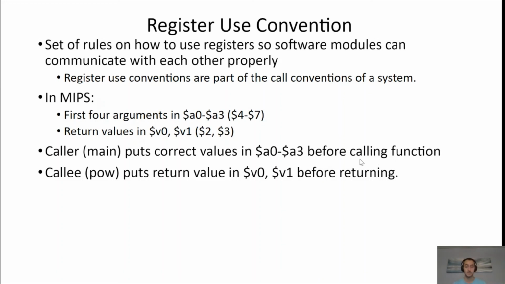Then you call your function, and after you return from the function, you expect that the return values are going to appear in V0 and V1. And usually you can put some comments in your code to specify which arguments this function is expecting and which return values it is going to return. So something similar to C headers.